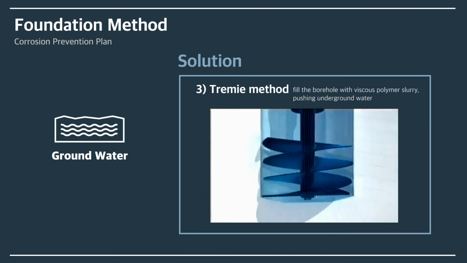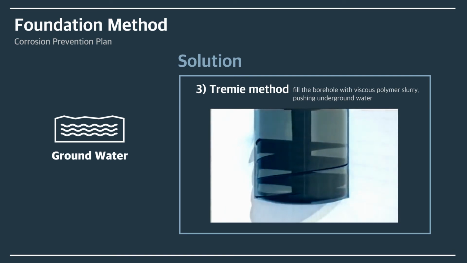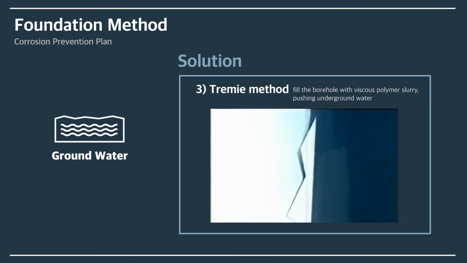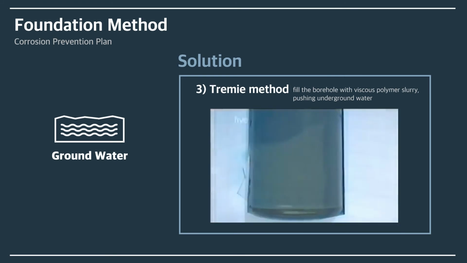Also, groundwater is one of the problems. To solve this problem, the drilling method utilizing polymer slurry was used. Let's see this video. This technique is to fill the borehole with viscous polymer slurry, pushing underground water and loose pieces to the edge of the borehole and leaving it open.